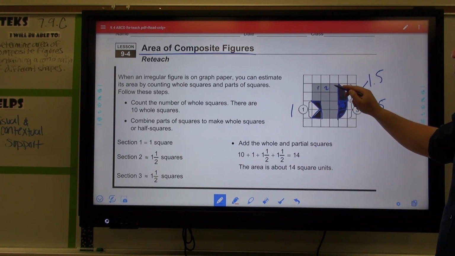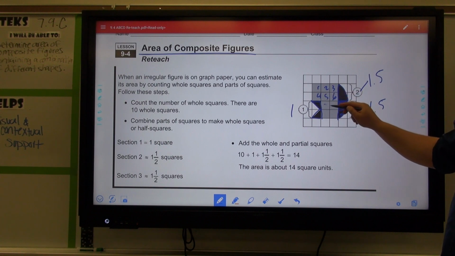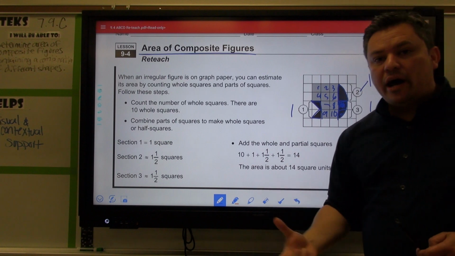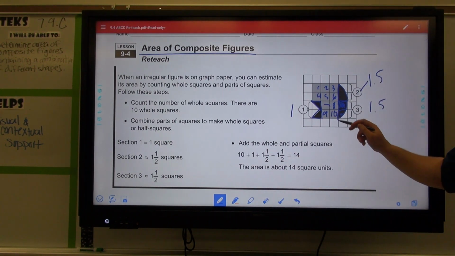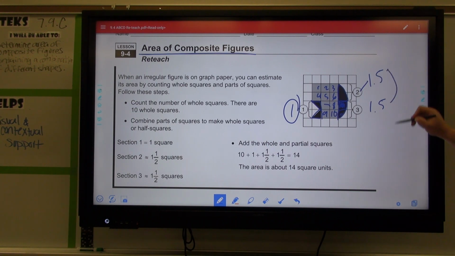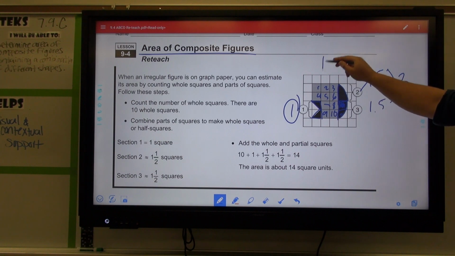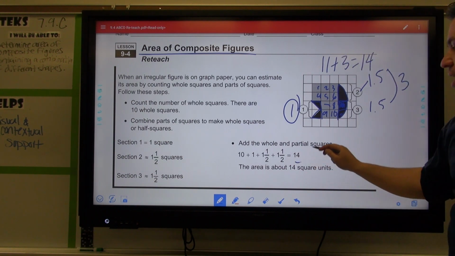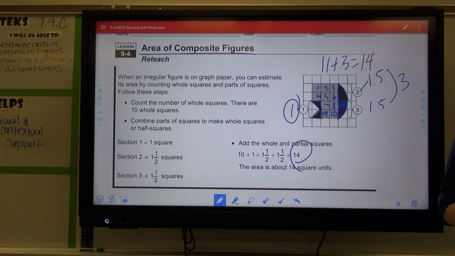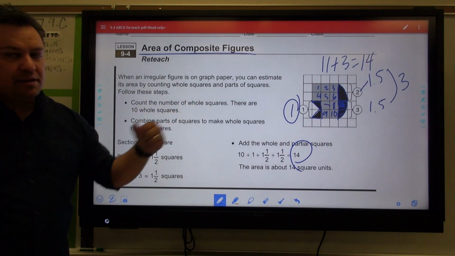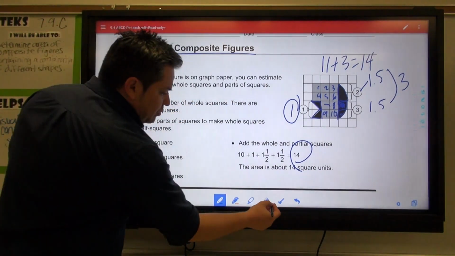I have 1, 2, 3, 4, 5, 6, 7, 8, 9, 10. And to find the total area, all I have to do is add them all up. So I have 10 plus 1 is what? 11. 1 and a half and 1 and a half makes 3. So 11 plus 3 makes 14. And my area is 14 for that shape. Now that's the easy way. That's with the grid. Now I'm gonna erase this so I can move down.